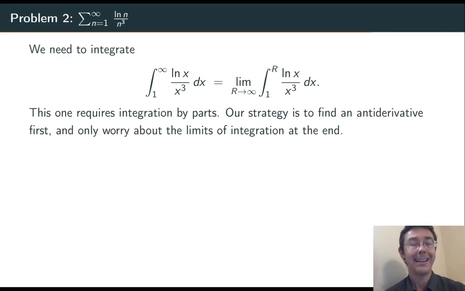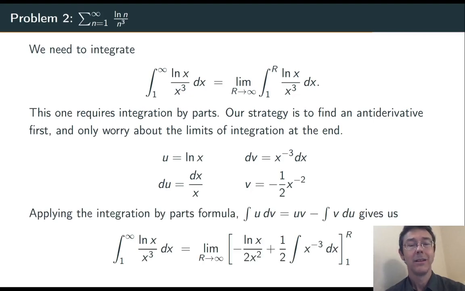So using ILATE, I see a log. I know that's a good candidate for my u. So I'm going to take u equals natural log of x, dv equals 1 over x cubed dx. Differentiate the u, anti-differentiate the v, and apply the formula, integral of u dv equals uv minus the integral of v du. Keeping the limit in, I will evaluate that later, and keeping the limits of integration as they were, I'll also do those later.